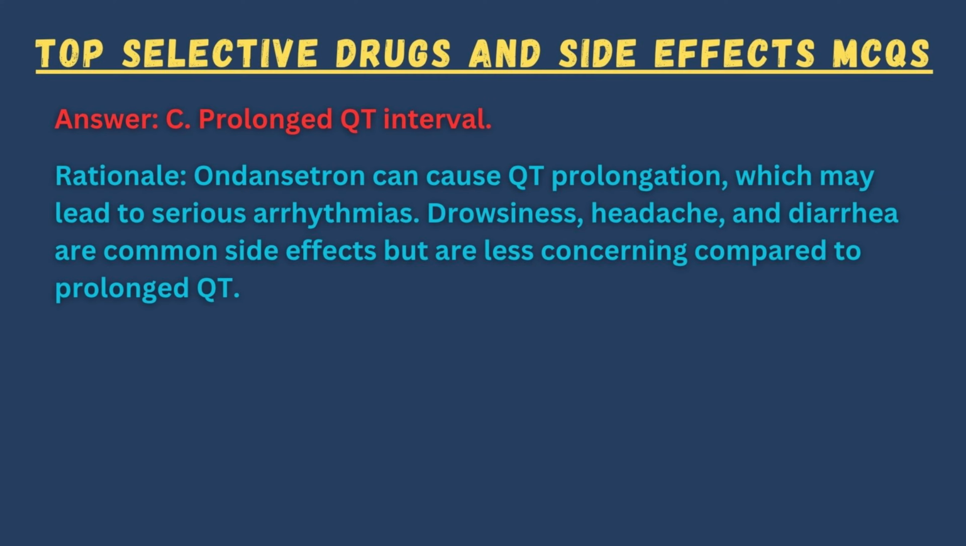Answer: C. Prolonged QT interval. Rationale: ondansetron can cause QT prolongation, which may lead to serious arrhythmias. Drowsiness, headache, and diarrhea are common side effects, but are less concerning compared to prolonged QT.